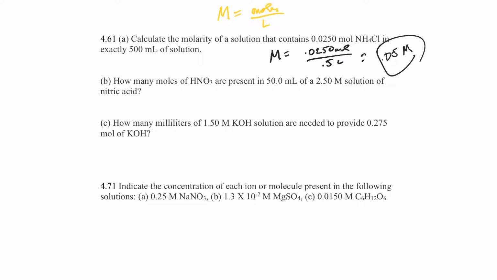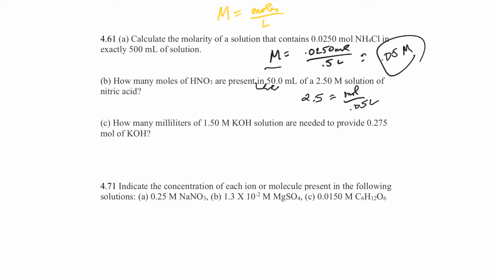All right, how many moles are present in 50 milliliters of a 2.5 molar solution? All right, so that's what this is. That's molar. So we've got 2.5 molar equals moles over liters. Okay, so I've got 50 milliliters and I want to go to liters. Okay, so I'm going to move this over 3 times. 1, 2, 3. And I have 0.05 liters.